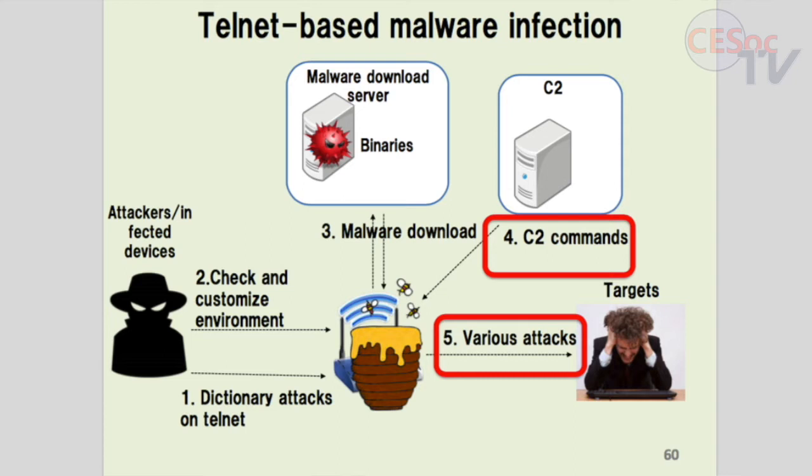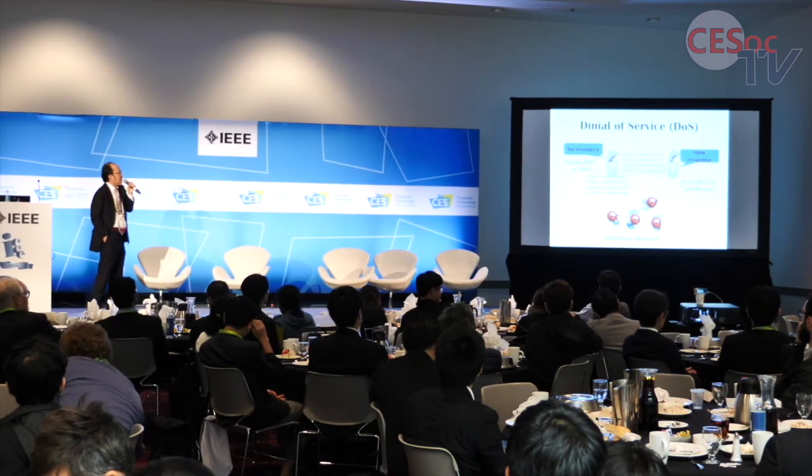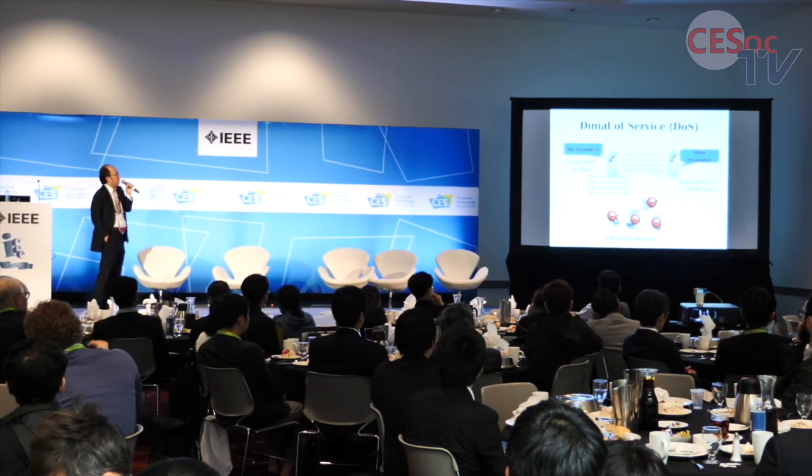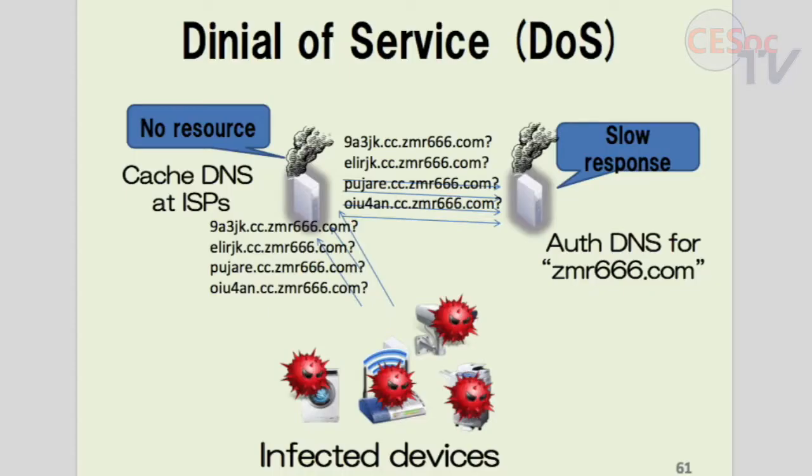So our process is getting the command from the C2 server and carrying out the various attacks. This is one example, a water torture attack, which is a denial of service, in this case sending many automatically generated domain names asking the DNS. The DNS cache server doesn't have such domain names, so it asks the authoritative DNS server. This is a kind of DDoS attack targeted at the DNS environment.